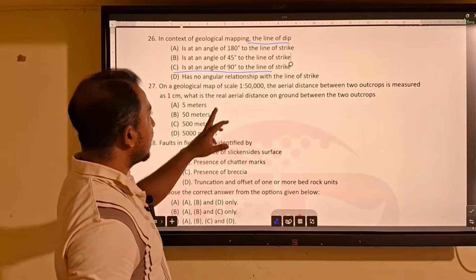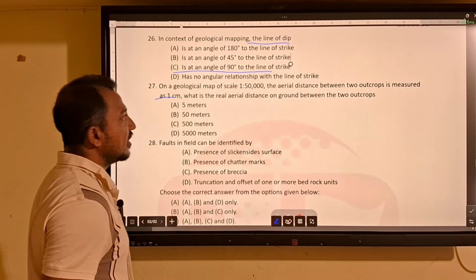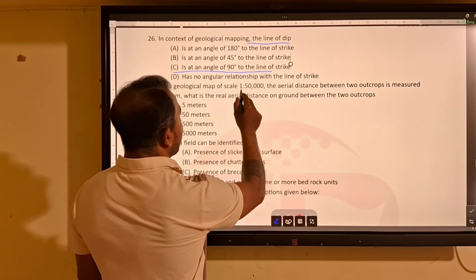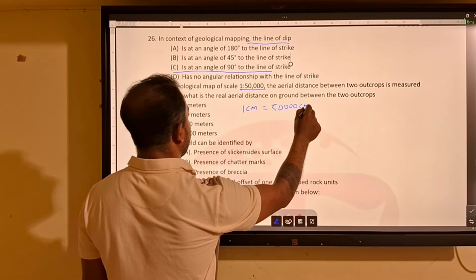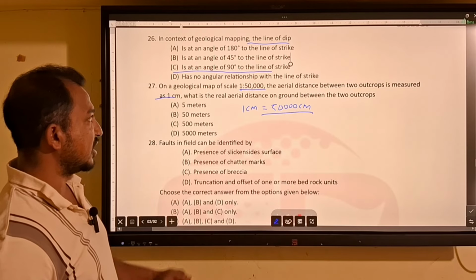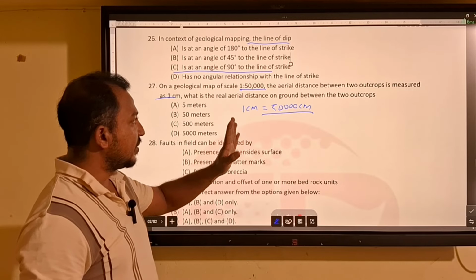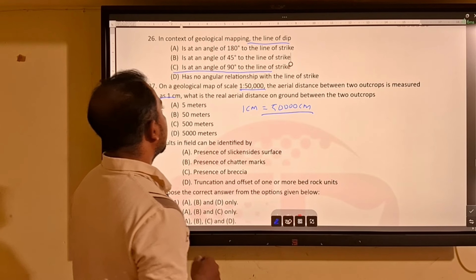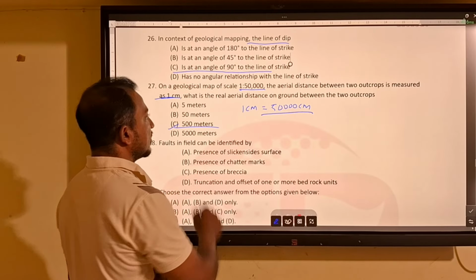Then, on a geological map scale, we have 1:50,000. The aerial distance between two outcrops is measured as 1 centimeter. What will be the real distance? Here 1:50,000 means 1 centimeter is equal to 50,000 centimeters. So 1 centimeter on the map is 50,000 centimeters on the ground. If the map distance is 1 centimeter, then the ground distance in meters will be 500 meters.